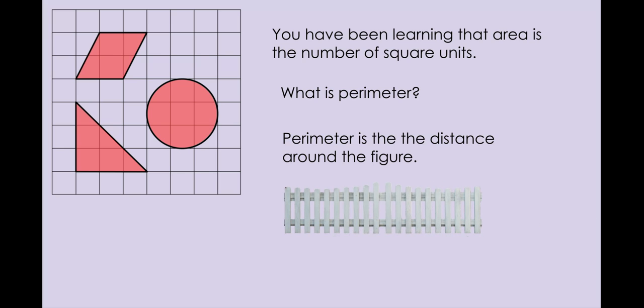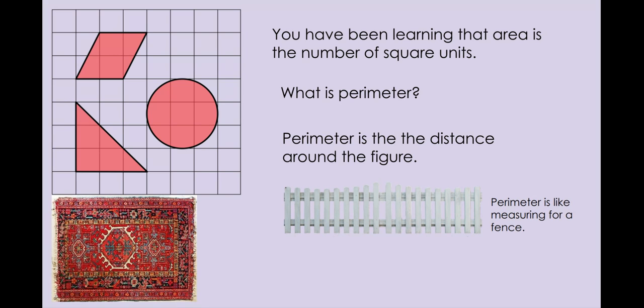So a way you can think of perimeter is if you were hired to put up a fence, you would measure the perimeter, not the area. Perimeter is like measuring for a fence, the edges, whereas area is like measuring for a rug. Okay? So area is length times width. Perimeter is when you add up all the sides.